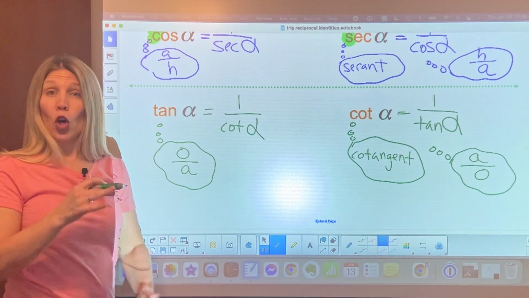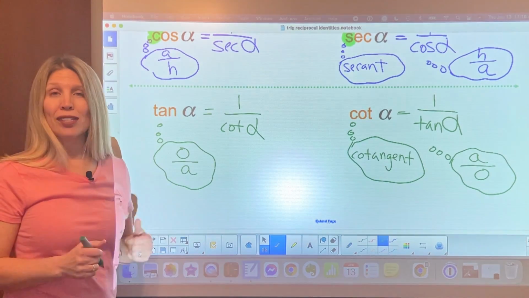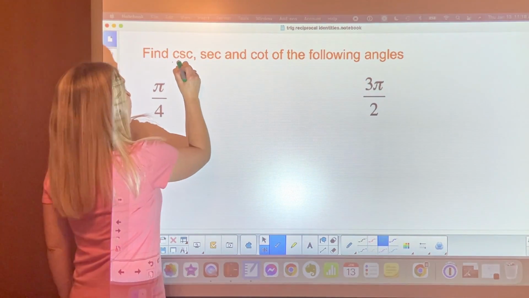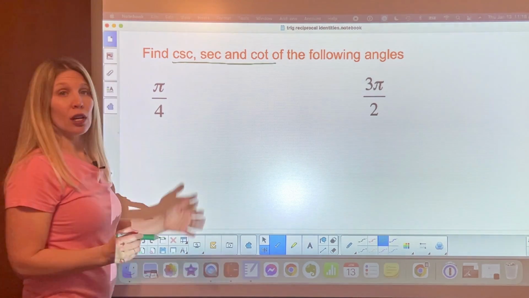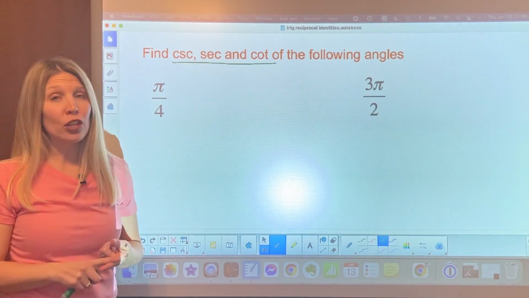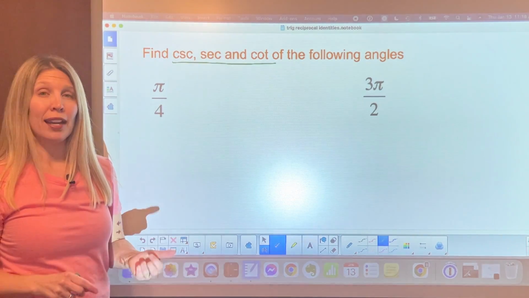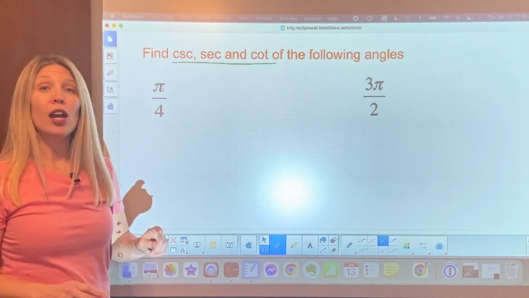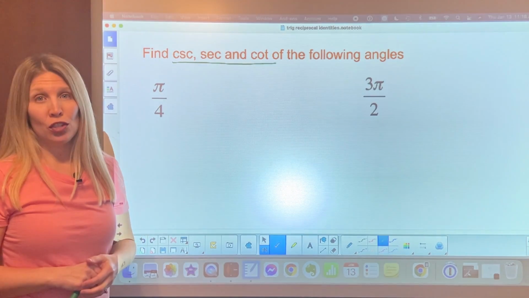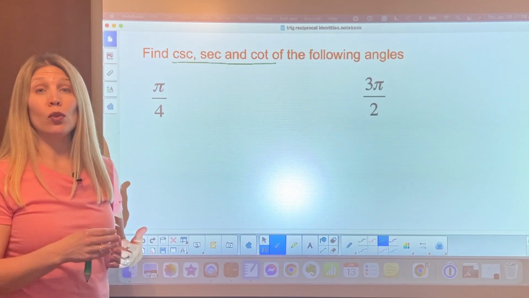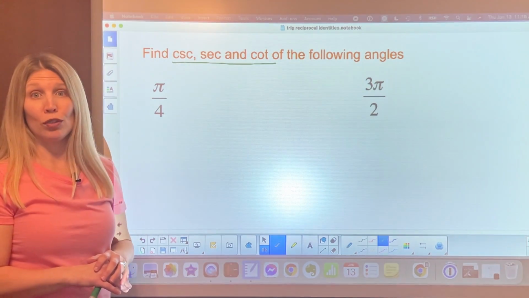Now that we know all the reciprocals and how they work, let's try some examples on the unit circle. All right, we're going to do some examples finding cosecant, secant, and cotangent of the following angles. If you're not sure how to find these angles on the unit circle, check out my video that teaches you how to do that. And if you're not sure how to use SOHCAHTOA, we've got another video that teaches you how to use that with your regular trig functions. Because now we're just going to find the reciprocal of those trig functions.